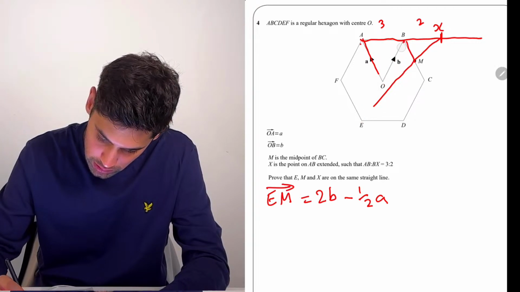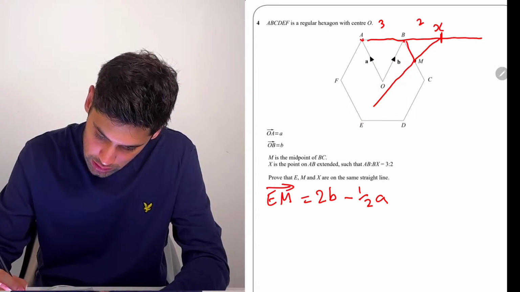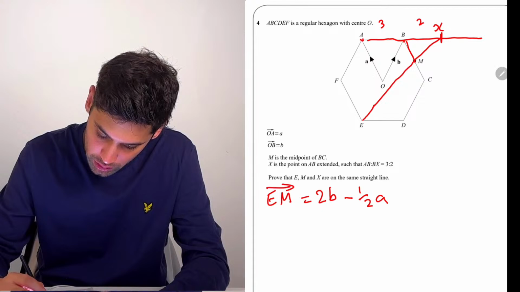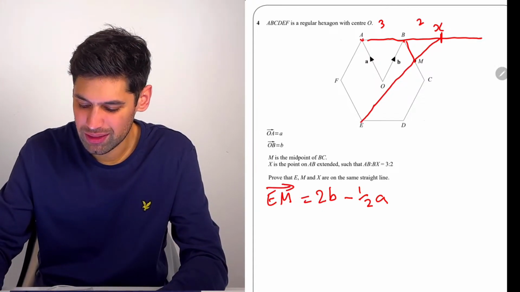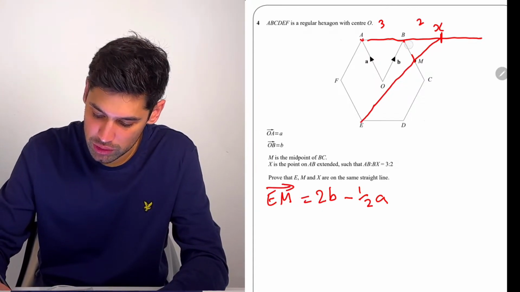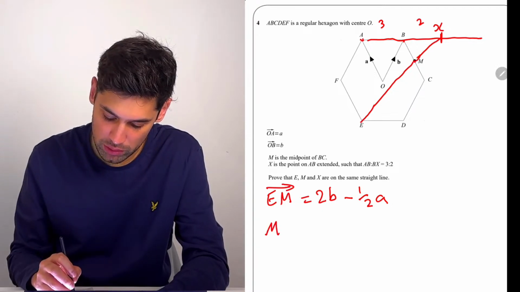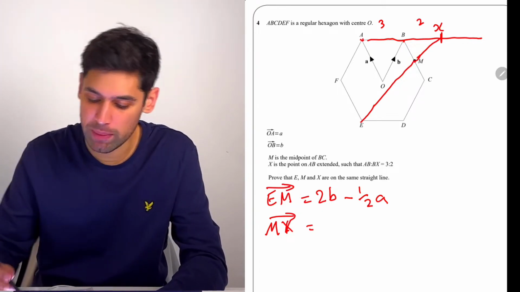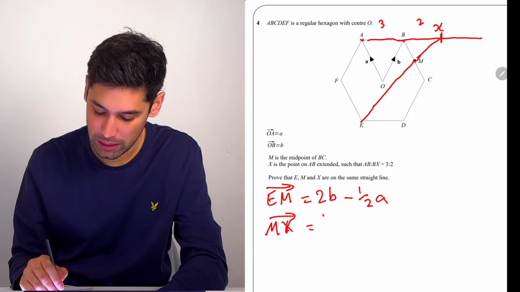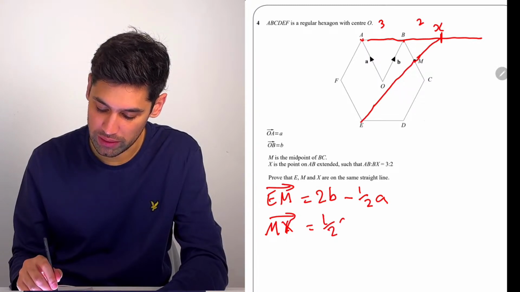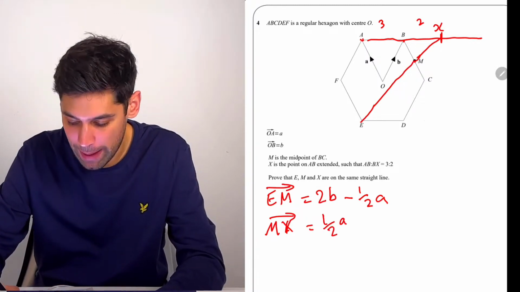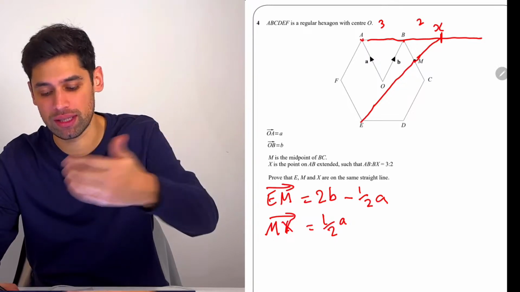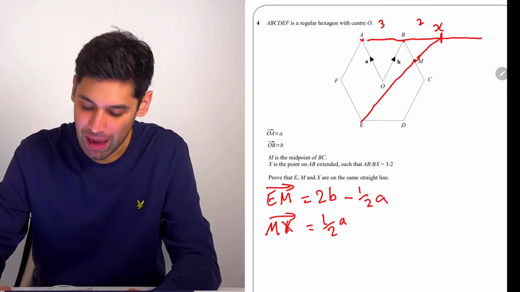Let's remove that and that. Let's find MX, just because we can keep it all up here. So MX, how do we do that? So M to B, then B to X. M to B is going to be quite straightforward because that's just half A. We should be able to spot that MB lies on CB, which is the same as OA.